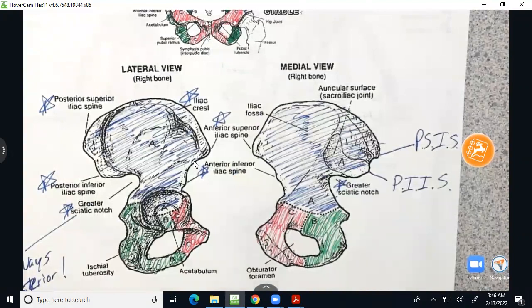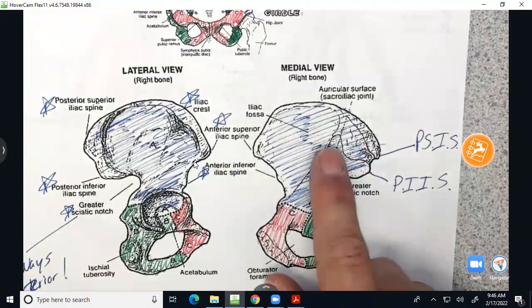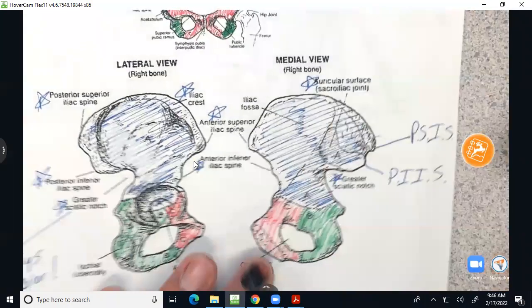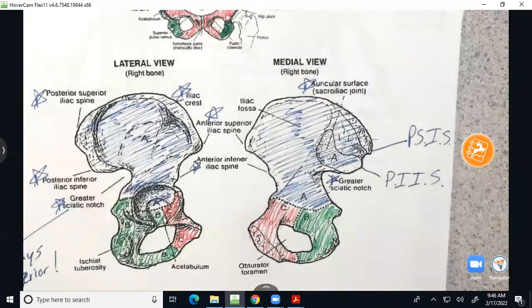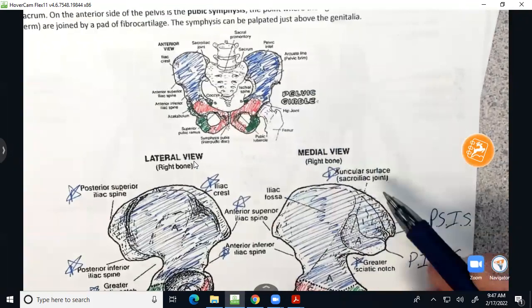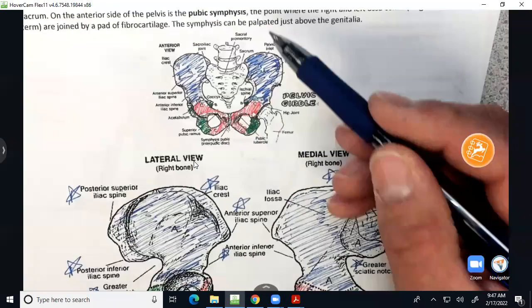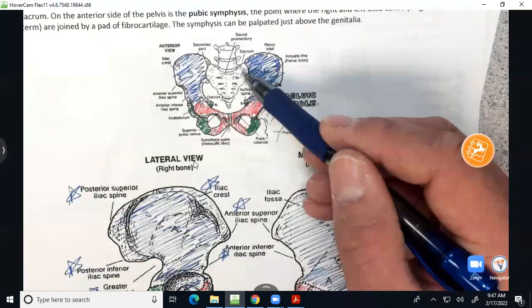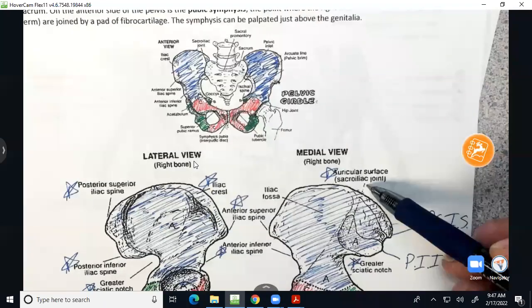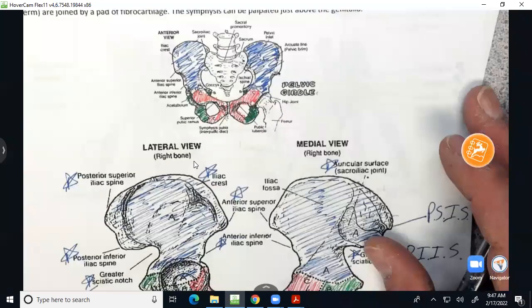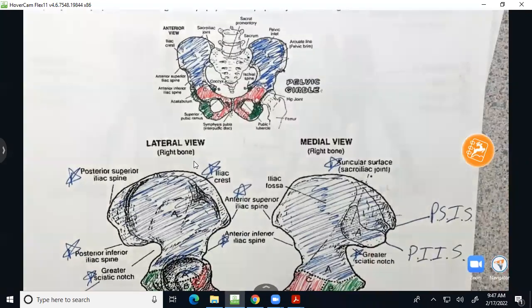The medial view gives you a good view of the auricular surface. If you think back to the other day, when we talked about the sacrum, we learned that the sacrum had an auricular surface on each side. Well, the auricular surface of your hip bones matches up with the auricular surface of your sacrum, and those together create the sacroiliac joint that we talked a little bit about the other day. The SI joint, not the true hip joint. This is just the connection that helps to form the pelvis when you add the hips to the sacrum.